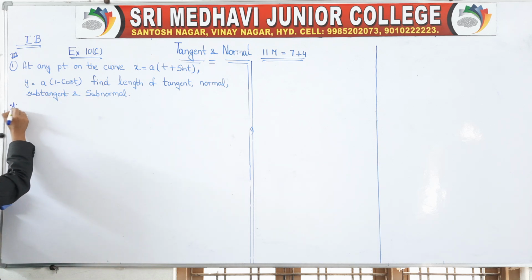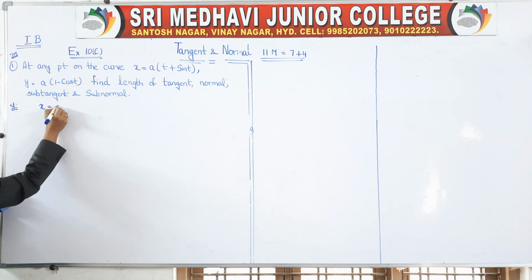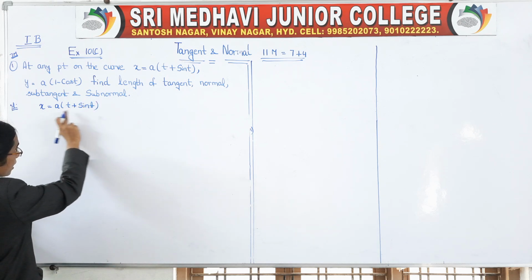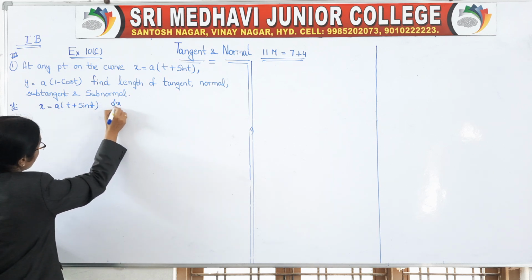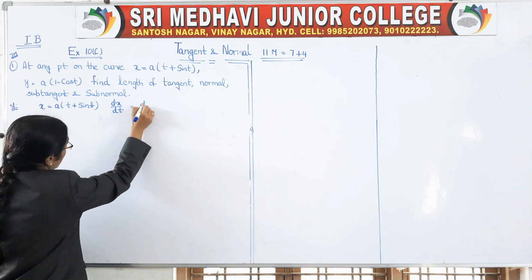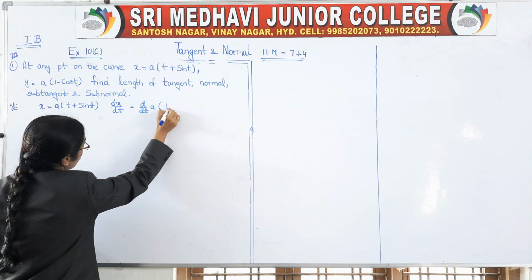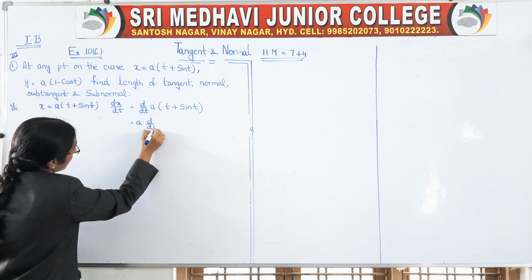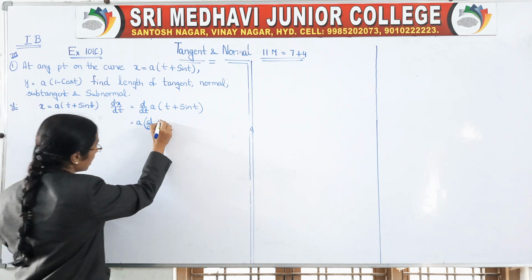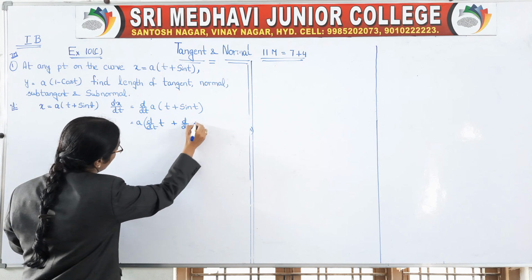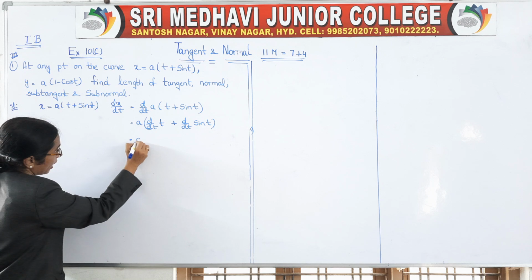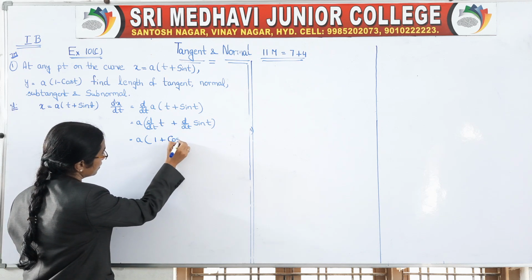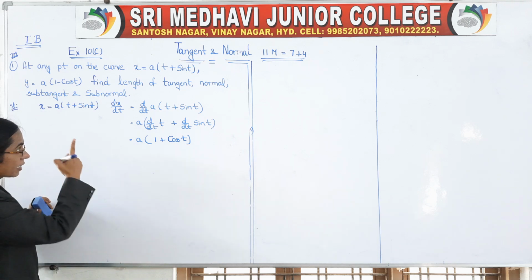So come on, first what is the given information to us? It is given that x is equal to a into t plus sin t. So x is in terms of t, so we can differentiate with respect to t only, right? So it is d by dt of a into t plus sin t. Okay, so a outside, then it is d by dt of t, two terms are there, we have to take them separately, plus d by dt of sin t. Okay, so a into d by dt of t is 1, plus d by dt of sin t is cos t. Okay, so this is your dx by dt.